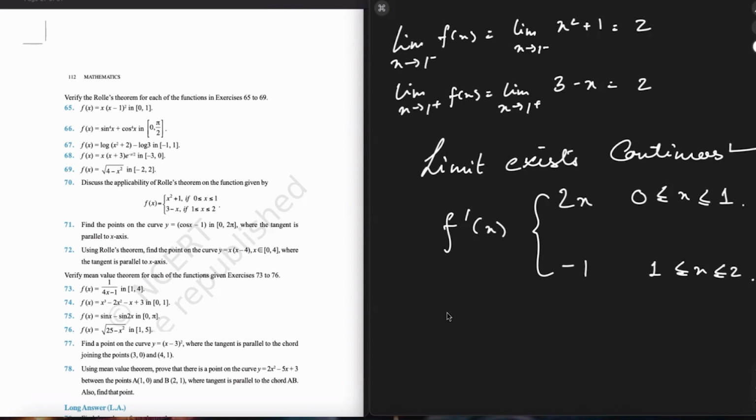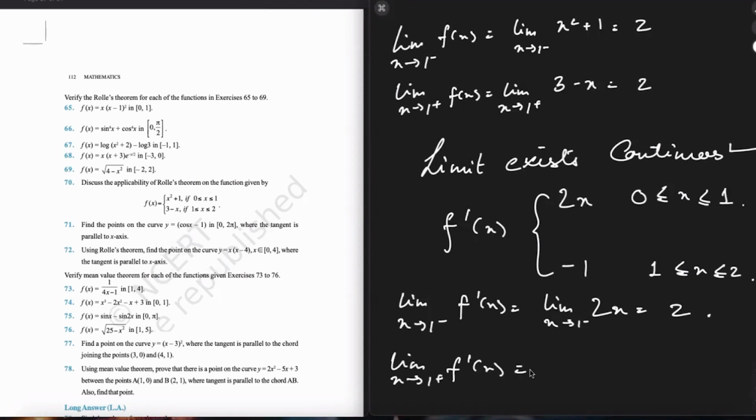तो at x tending to 1 पे देख लेते हैं. तो limit x tending to 1 minus for f dash of x is equal to limit x tending to 1 minus पे यहाँ पे आएगा 2x, सो वैल्यू हो जाएगी 2. And limit x tending to 1 positive f dash of x पे आ जाएगा -1. Contrasting values, discontinuous. So this proves that ये जो फंक्शन है ये Rolle's theorem को फॉलो नहीं करेगा. This does not follow the criteria.